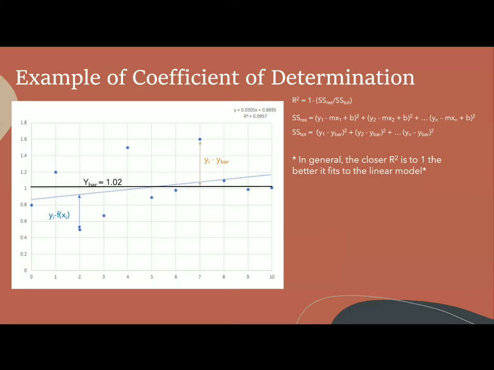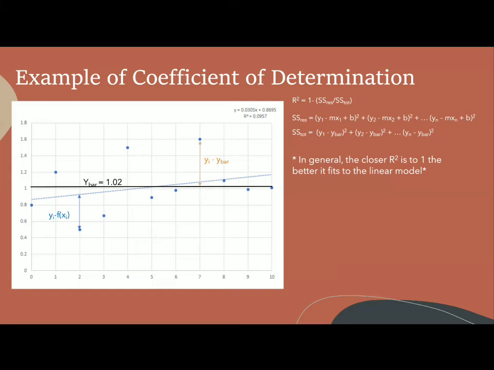Your SS tot is very similar. You take your y value minus, instead of the line of best fit, you would subtract the y bar, which in this case is the 1.02, which is the average of all your y values. So you do that, then you square it, and then you have to do that for all of your points, add it all up, and that's your SS tot.